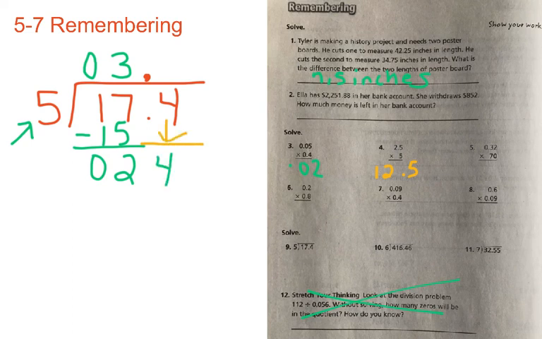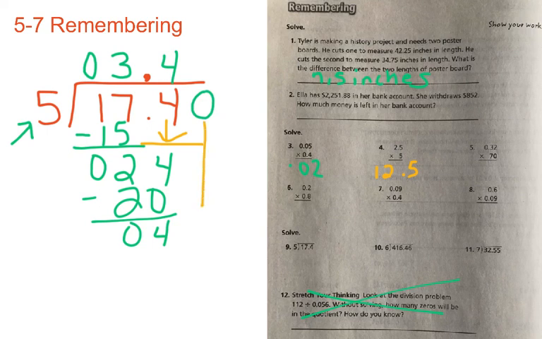5 can go into 24 4 times. 5 times 4 is equal to 20. And we can go ahead and subtract. 4 minus 0 is 4, and 2 minus 2 is 0. Now we need to keep moving on because we're working with decimals. And in order to do that, we need to go back up top and add a 0 and then bring it down. And 5 can go into 40. And 5 times 8 is equal to 40, and 40 minus 40 is 0. And now we are finished because we do not have a remainder. So our answer here is going to be 3 and 48/100ths, or 3.48.